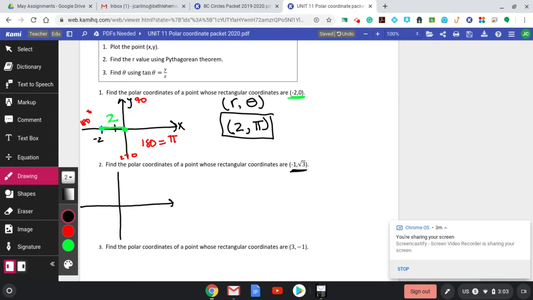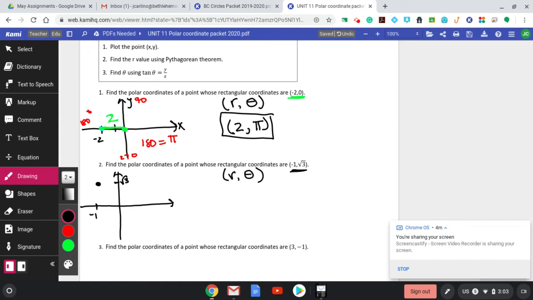All right, and again, you don't have to be exact, but what quadrant would -1 on the x, radical 3 on the y be? That would be somewhere in the second quadrant, because here's -1, and we'll say that's radical 3. Okay, so somewhere there. All right, so again, I want to get r comma theta out of this.